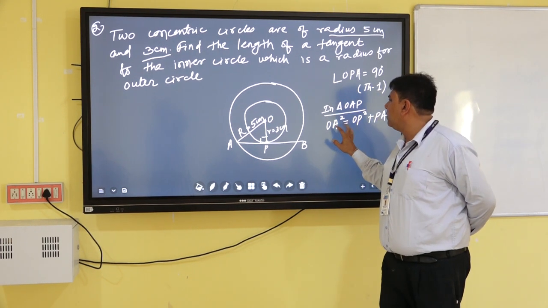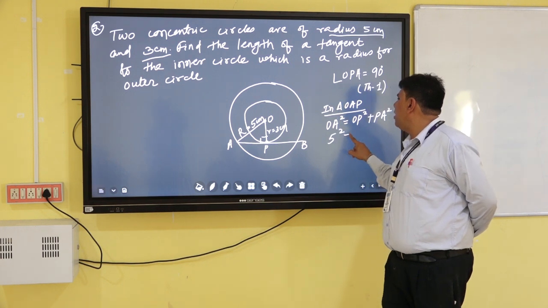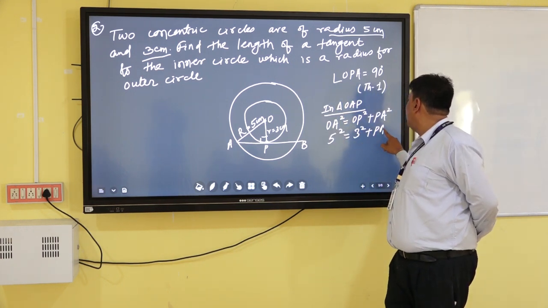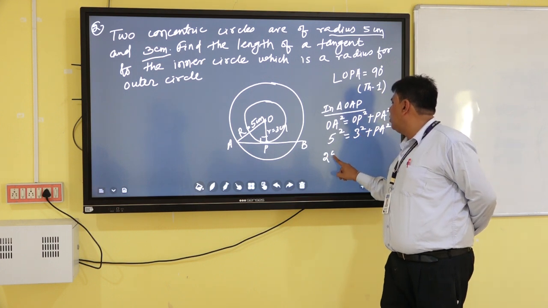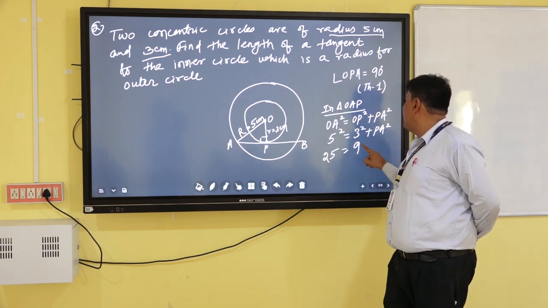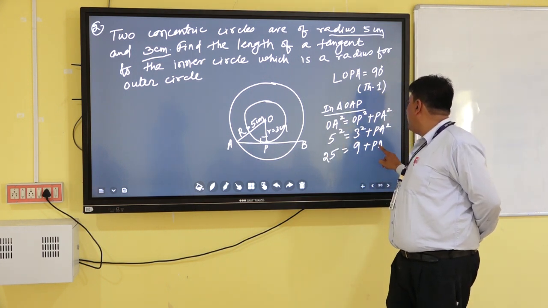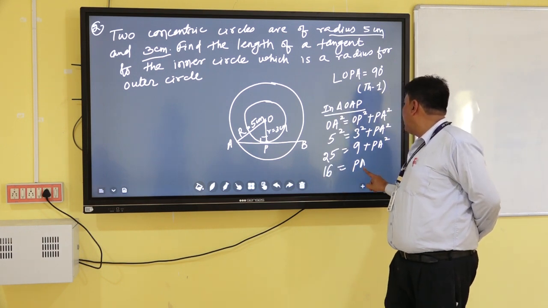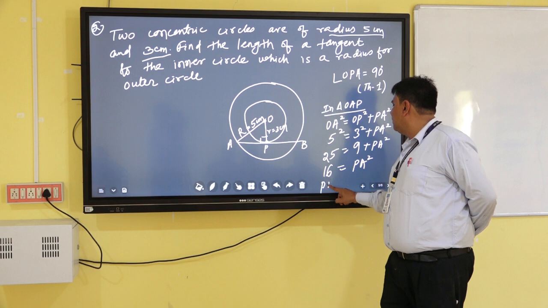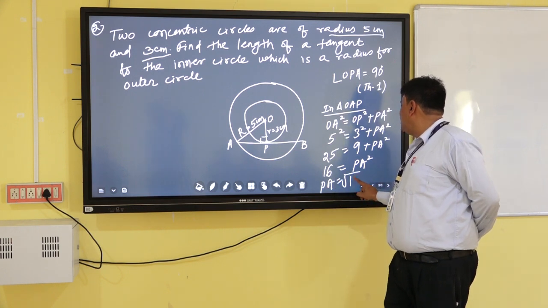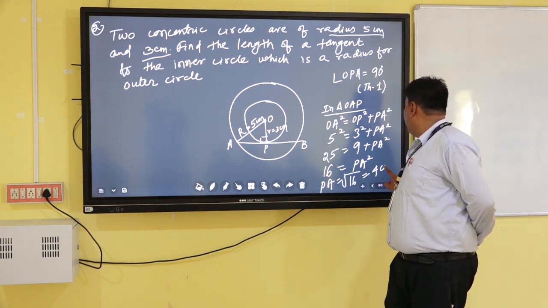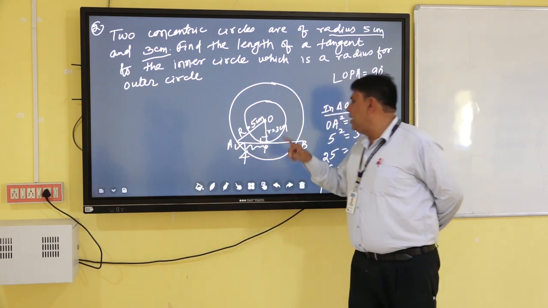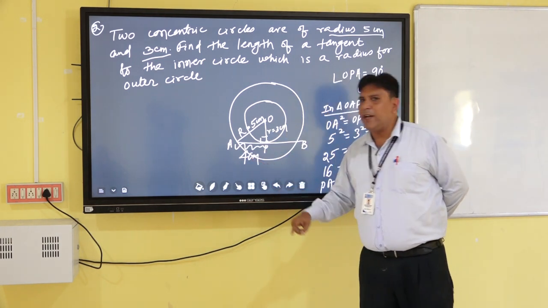So OA is how much? 5. 5 square equal to OP, which is 3, 3 square plus PA square. So 5 square is 25, 3 square is 9, plus PA square. So 25 minus 9 is 16 equal to PA square. So how much is PA? Square root of 16, that is 4. So length of PA came as 4 centimeter.